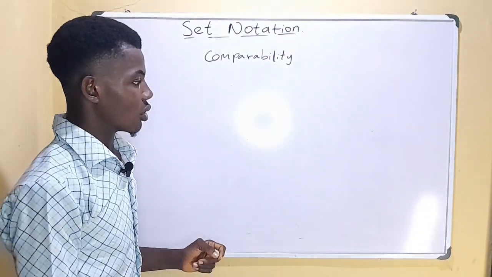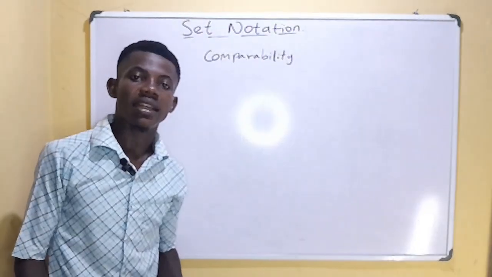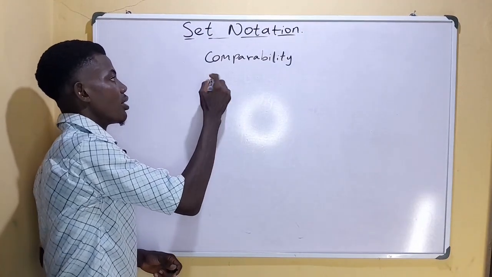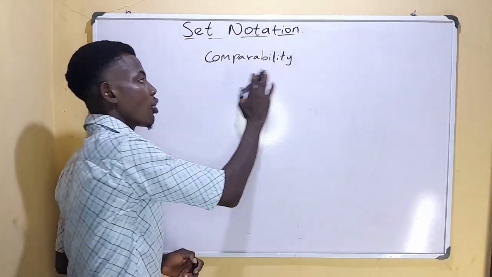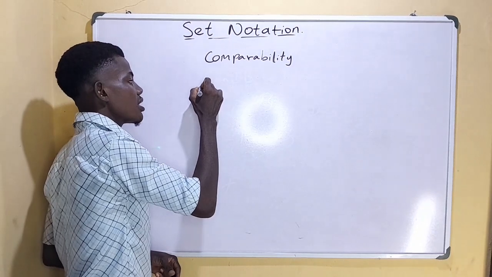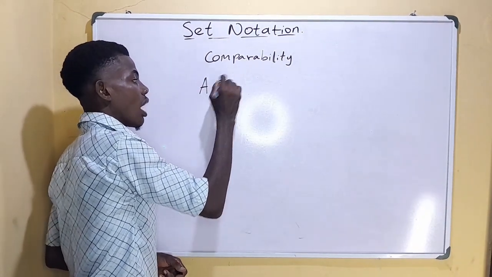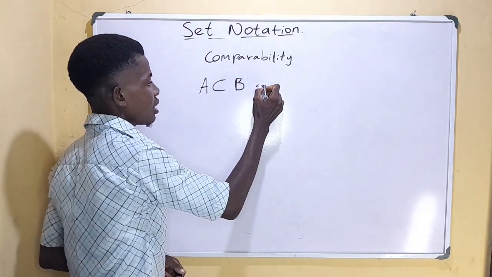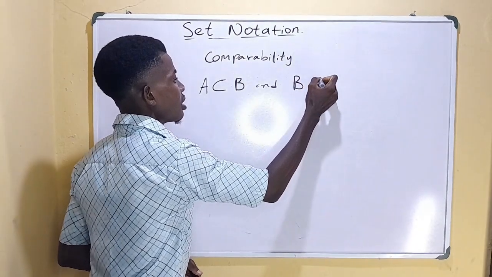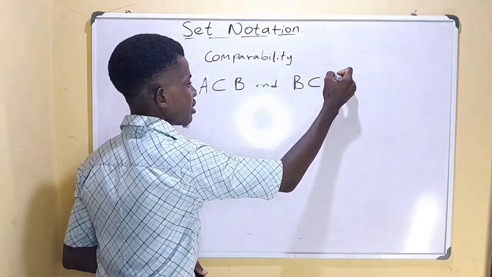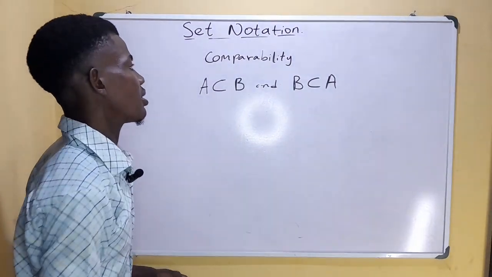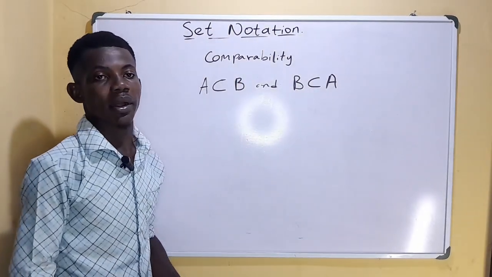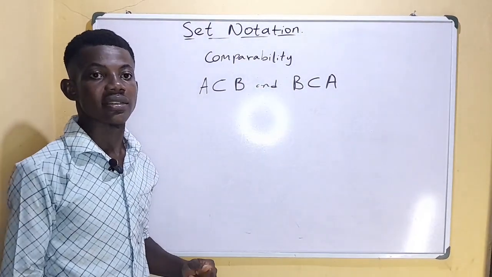Comparability. Two sets A and B are said to be comparable if set A is a subset of B and B is also a subset of A, then we say that the two sets are comparable. So this is for comparability of two sets.